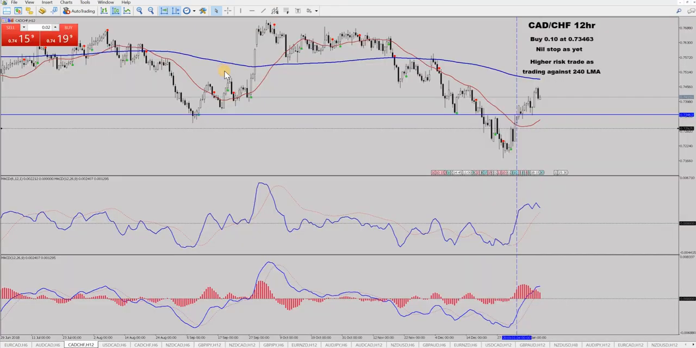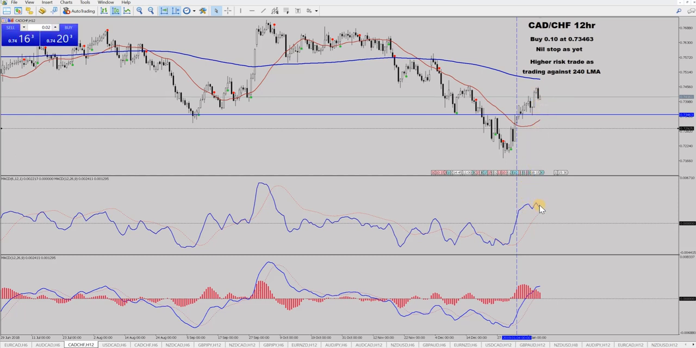CAD Swiss. What did I do here? Just check my notes. I'm in a buy trade here. This morning I've closed out half of this buy trade and put a stop in place down here. The stop's at 0.72925. Look, it's gone up nicely towards the 240 LMA. Friday it struggled a bit and pulled back. So I'm just going to cut my risk out a little bit.